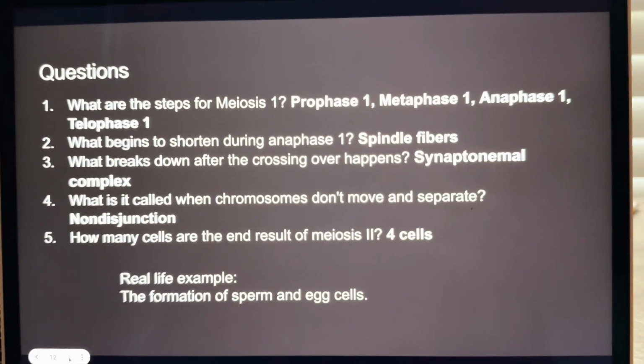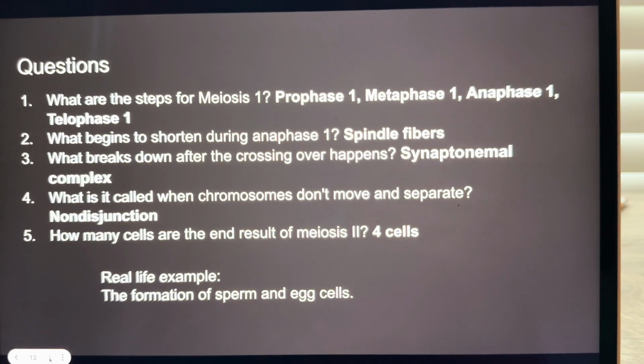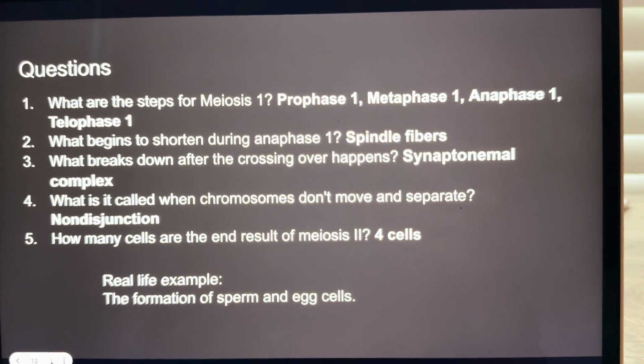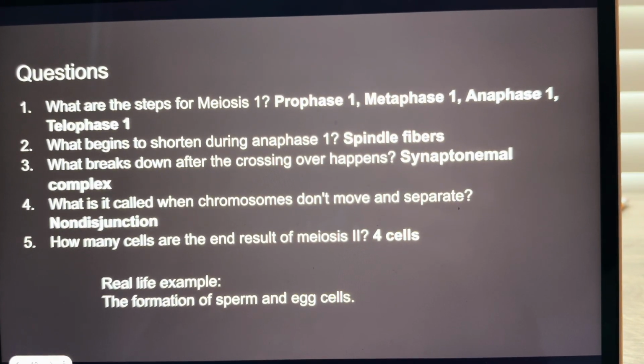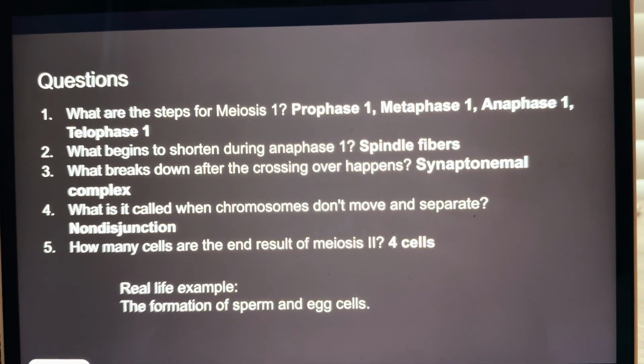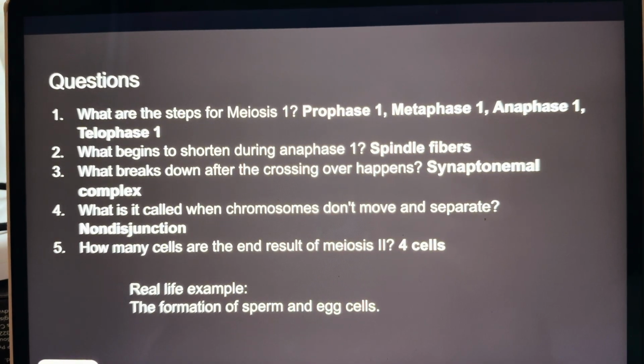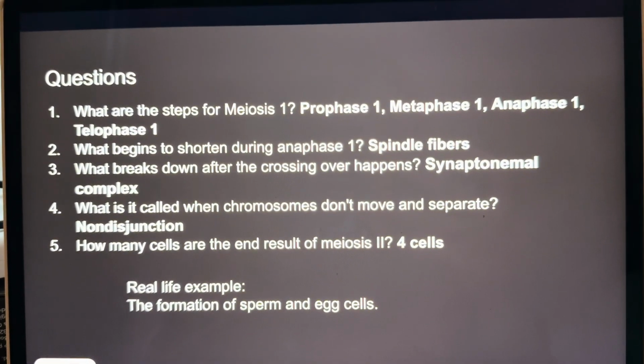Number 5, how many cells are the end result of meiosis 2? Four cells. And a real life example is the formation of sperm and egg cells. That is an example of meiosis. It's when you're reproducing, and meiosis makes sure that an egg gets 2 chromosomes from each parent to equal 4.